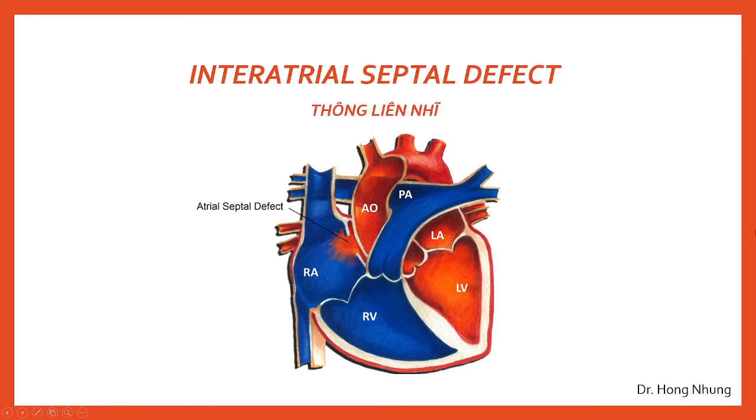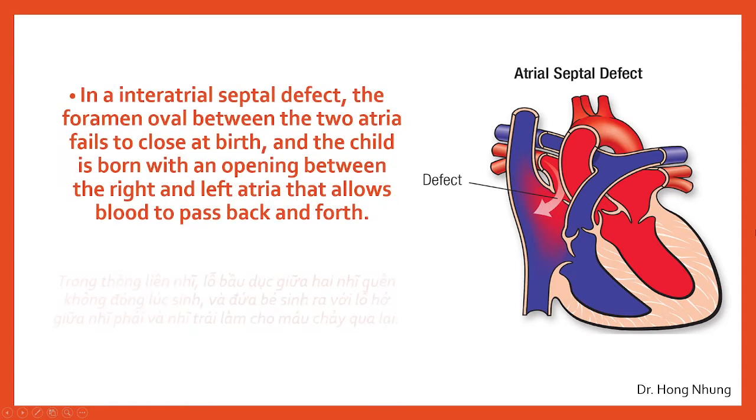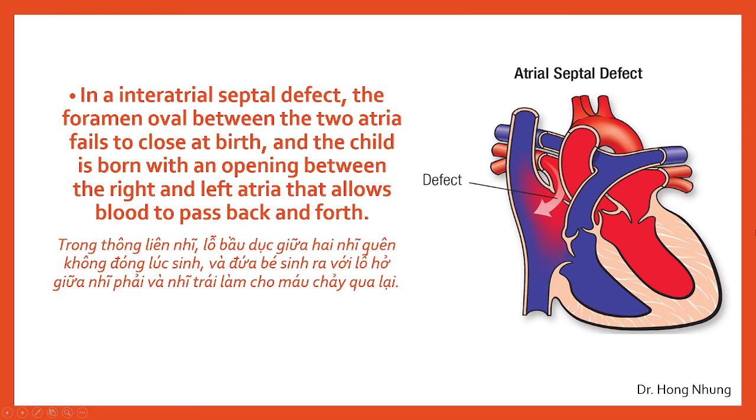Interatrial septal defect. In an interatrial septal defect, the foramen ovale between the two atria fails to close at birth, and the infant is born with an opening between the right and left atria that allows blood to pass back and forth.